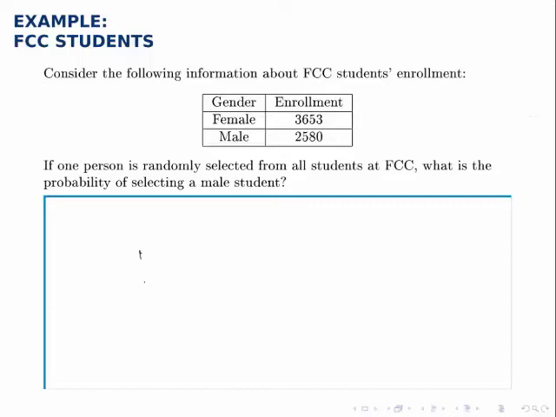Well, again, the probability is simply the number of ways that could happen. Out of this group, there are 2,580 ways to select a male student because that's how many male students there are. And there are a total of 6,233 students. I got that number by adding together the female students and the male students. So that's the probability, and written as a decimal, that's approximately 0.414.